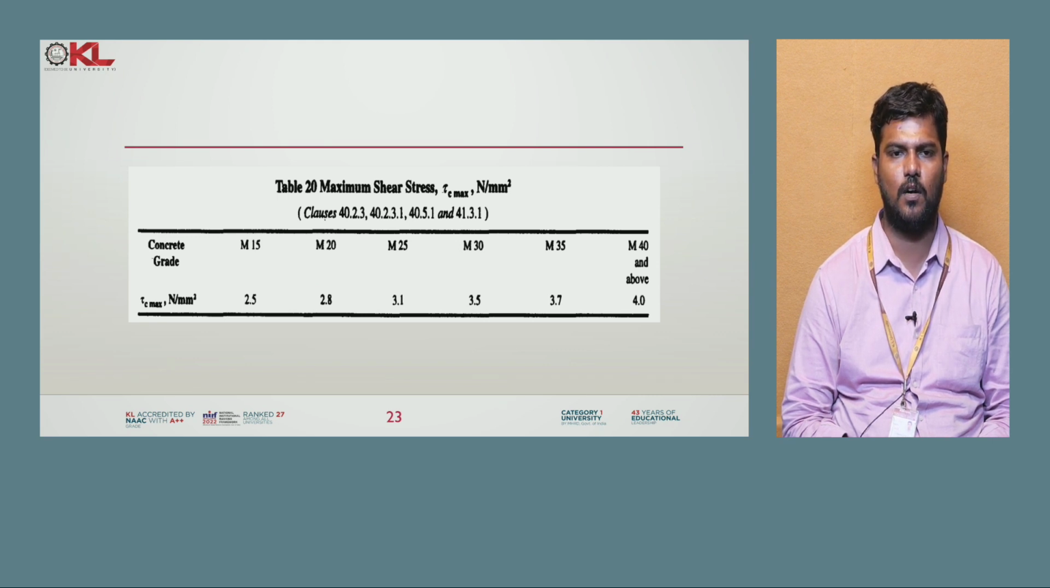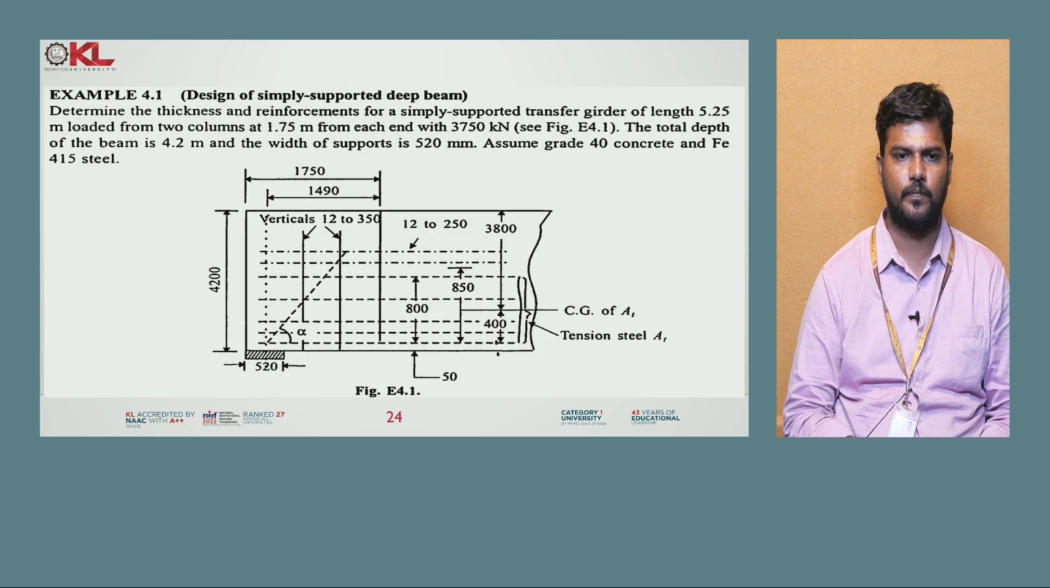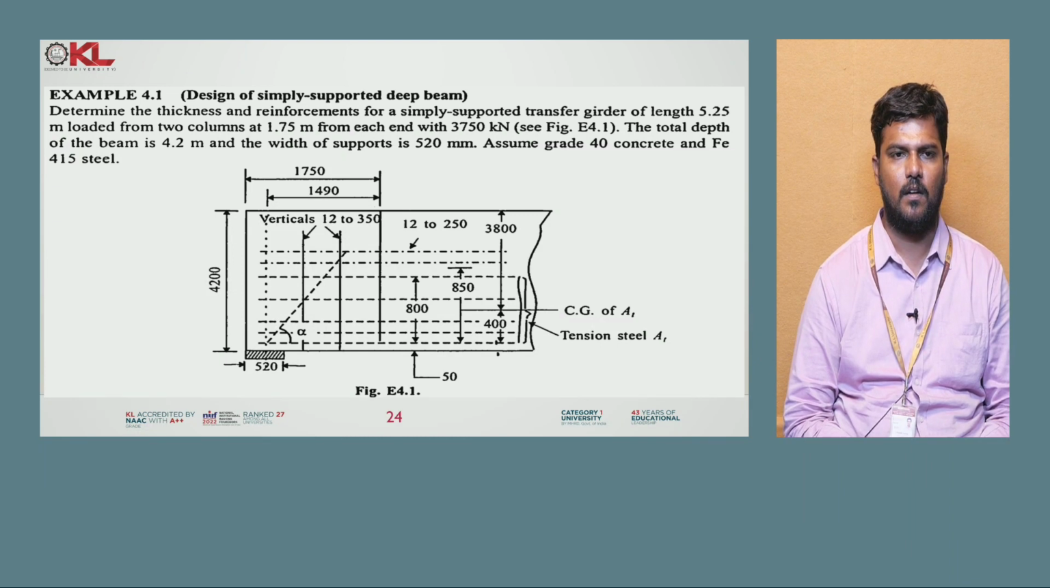So this is the maximum shear stress, tau C max, we have to consider while designing as per IS 456. For that, we can see one example, like how the question is given. So, design of a simply supported deep beam. Here we are asked to determine the thickness and reinforcement for a simply supported transfer girder of length 5.2 meter, loaded by 2 columns at 1.75 meter from each end with 3750 kilonewton.